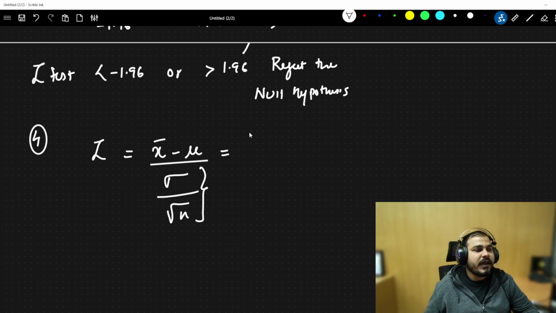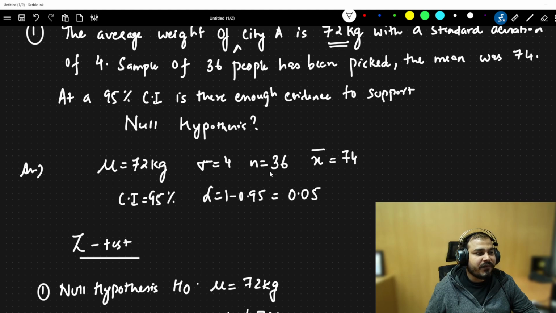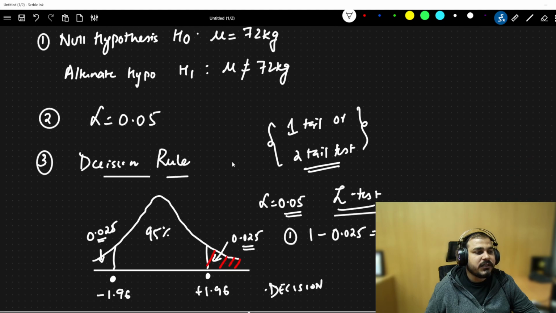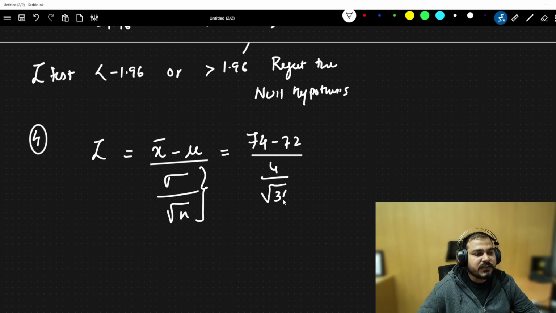So what is X bar? If I see over here, X bar is nothing but 74, mu is 72, n is 36 and sigma is 4. So I'm going to write 74 minus 72 divided by 4 divided by root of 36. This root of 36 will become 6. 74 minus 72 is 2 divided by 4 by 6, so 2 divided by 4 by 6 gives 3. Now I am getting 3 as the Z score.